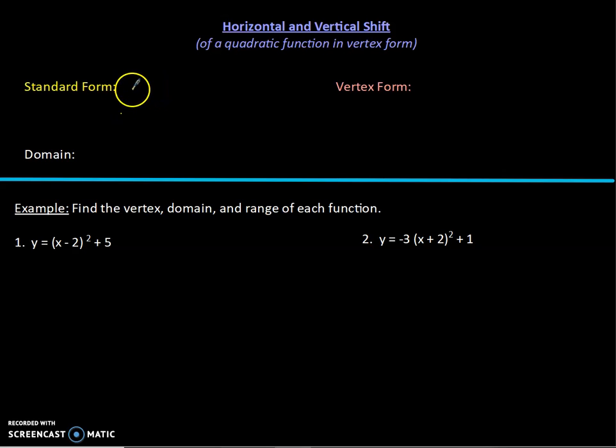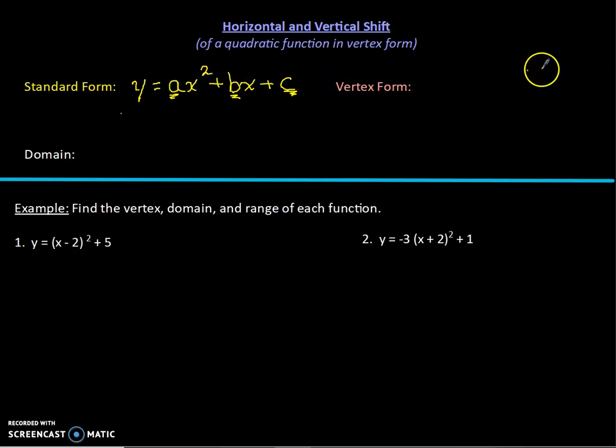The first way is written in standard form, meaning y or f of x equals ax squared plus bx plus c, where a, b, and c are just numbers, and we've used this method to factor or to solve using the quadratic formula. So standard form helps us to solve for x.